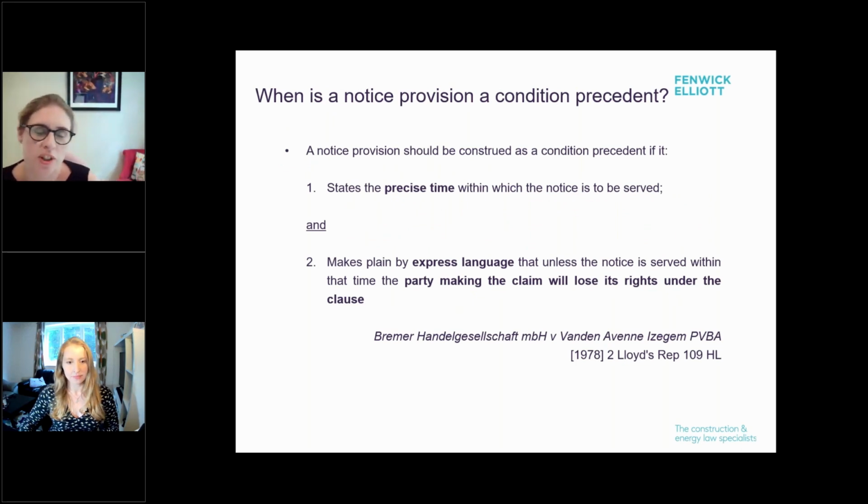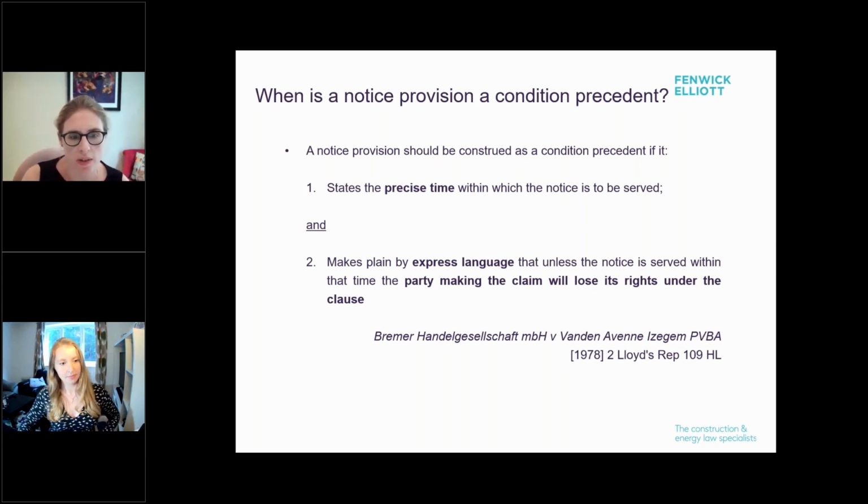So when is a notice provision a condition precedent? This is particularly relevant in the context of time bars. So a notice provision should be construed as a condition precedent, according to the Bremer versus Vanden case, if it states the precise time within which the notice is to be served, and makes plain by express language that unless the notice is served within that time, the party making the claim will lose its rights under the clause.